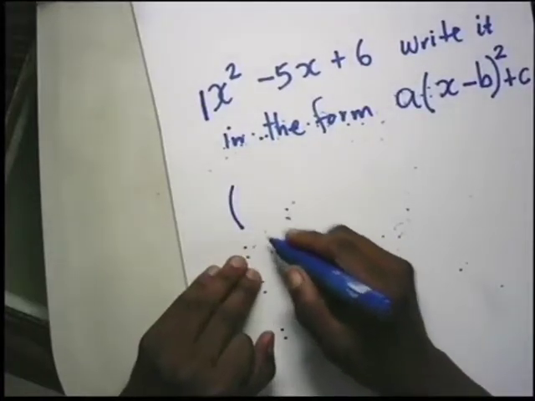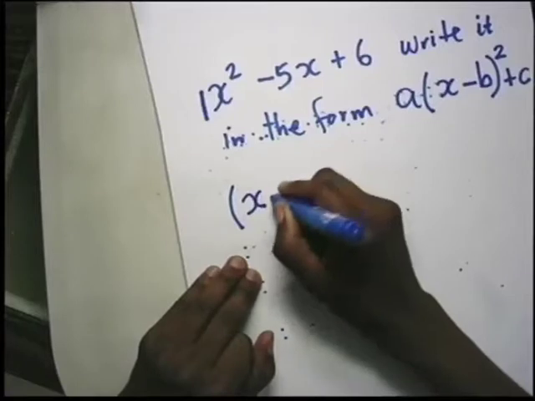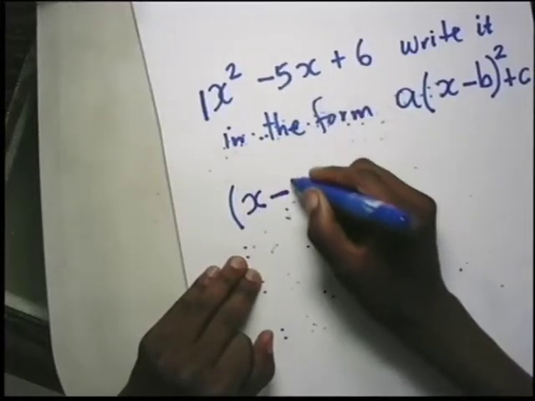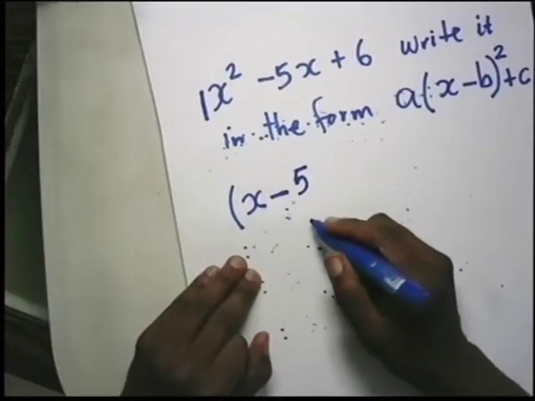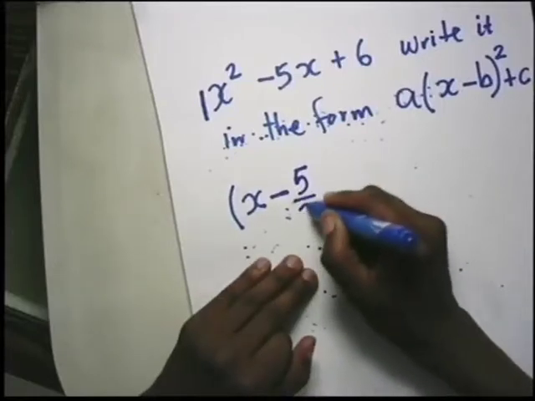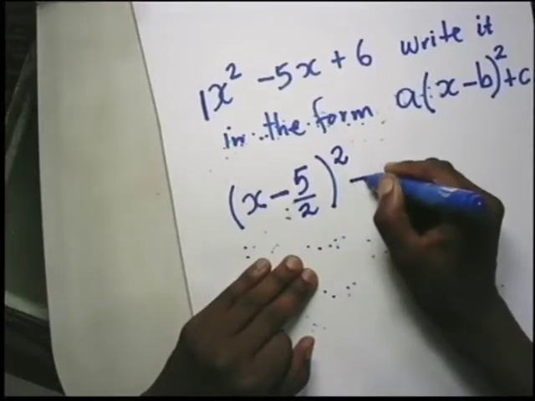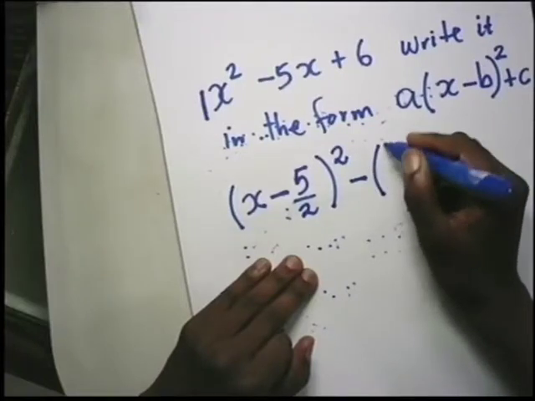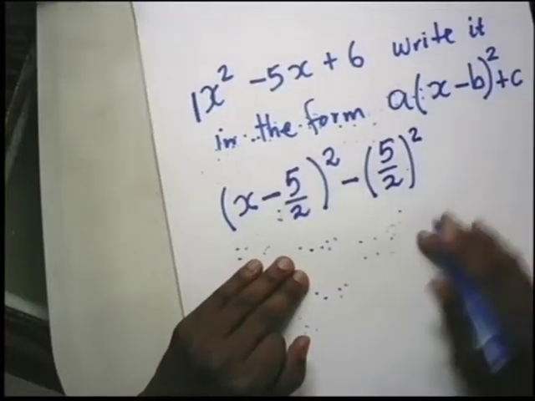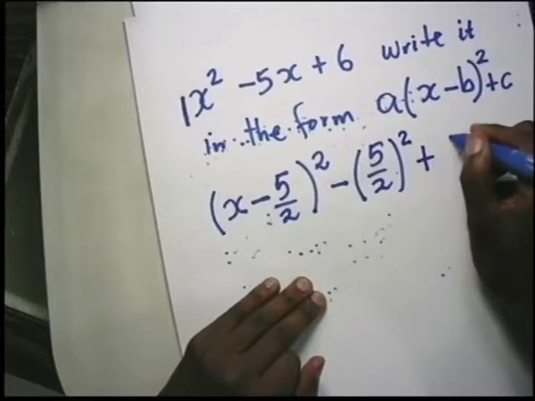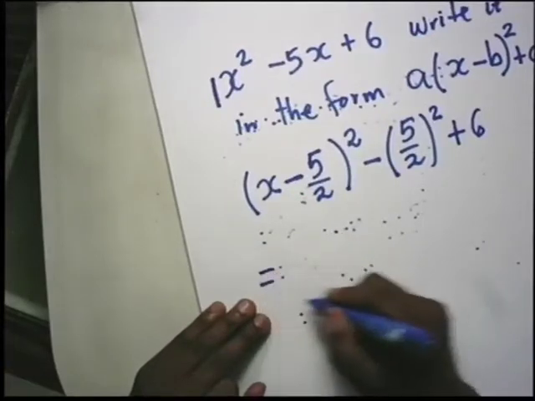brackets, and then write x. We subtract the coefficient of x, and we divide that one by 2, and then we square it, and then you subtract the square of what you have divided by 2 there, subtract the square there, and then you add the constant, which is 6. So, and then you do more calculations.